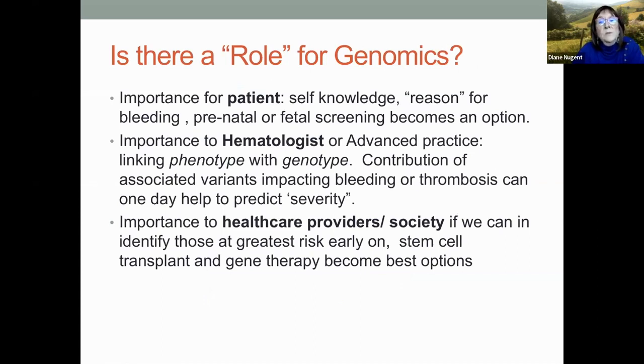Now, why are genomics important? Well, for the patient, we hear over and over again, it helps them to know why they're bleeding and to identify what the problem is. For the hematologist, it helps us to link that phenotype and genotype. So you have this gene, what is your bleeding phenotype like? And can we begin to predict whether someone's going to be severe or not? Patients also need to know if they want to do prenatal or fetal screening so that they'll be prepared for whether they're going to have a child with a bleeding disorder or not. And these things are really important to the patients.